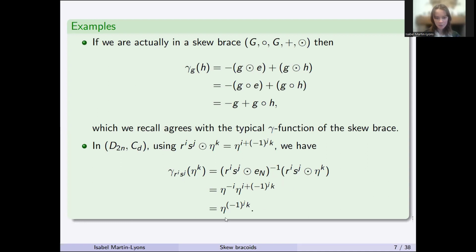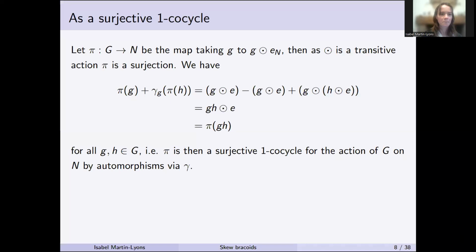This boils down to eta to the minus 1 to the jk. So this power of r has had no effect on our power of eta, and the power of s has inverted the power of eta we started with. Okay, so using this we can link skew bracoids to surjective one cocycles.